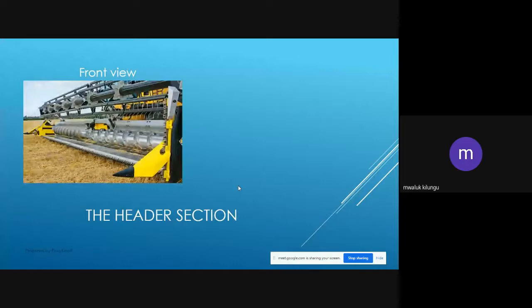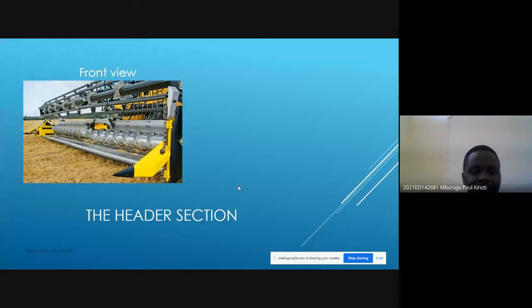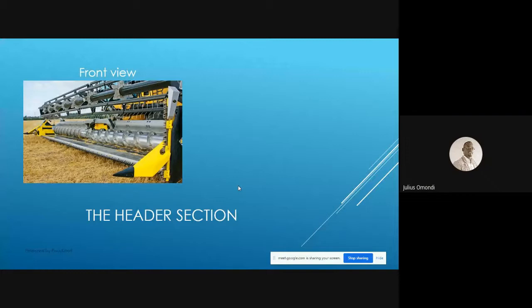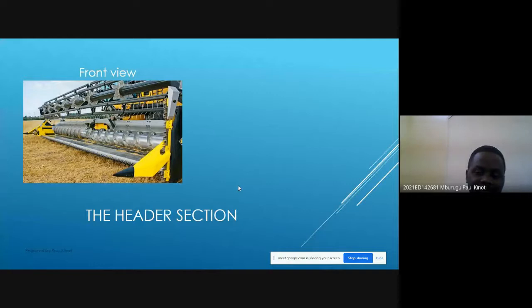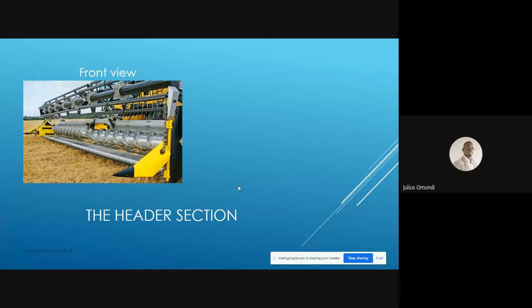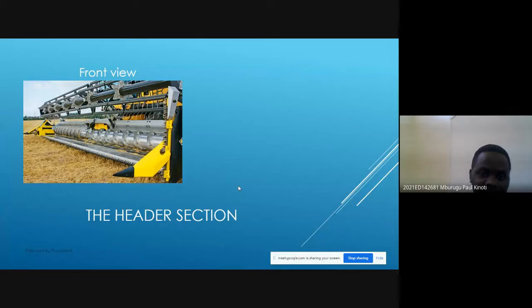Which parts can you identify? Julius? Can see the reel with tines. Yes. Who else can see a familiar part? There's also the cutter. Cutter, that is very good. There's also the auger. The auger. And also to see the knives. Yeah, that is very good.